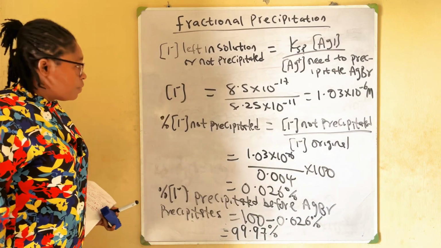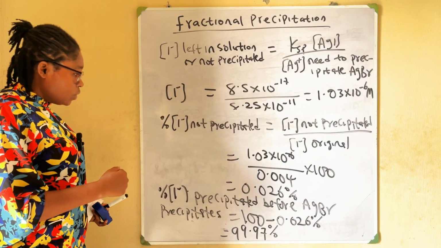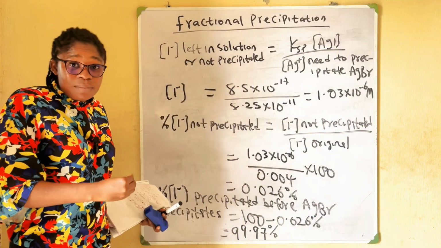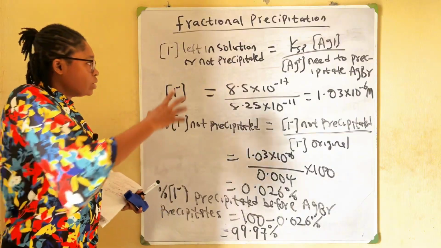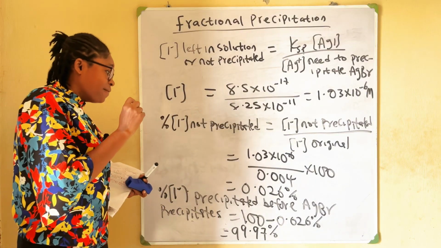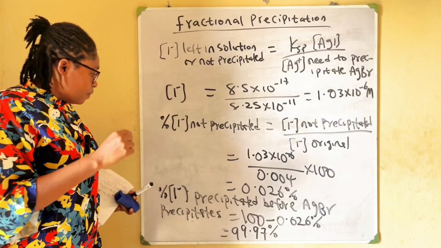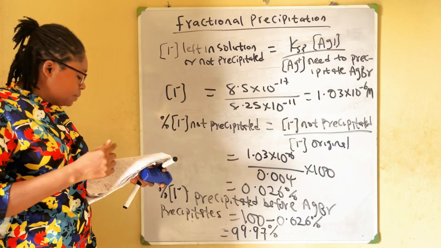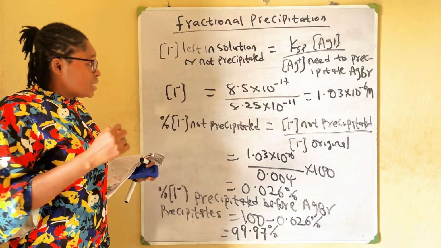You can do the same. If you're asked to find the percentage of silver bromide that precipitated before silver chloride precipitates, using this formula, you can still get it. I think you can find the percentage and post it in the comment section. Do that one for yourself. Calculate the percentage of silver bromide precipitated before silver chloride precipitates. So post the answer in the comment section.